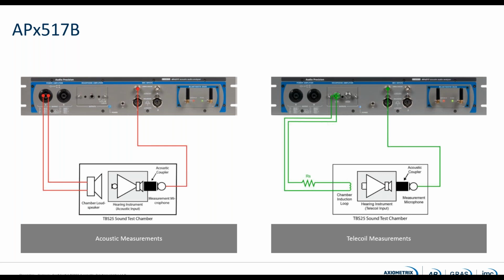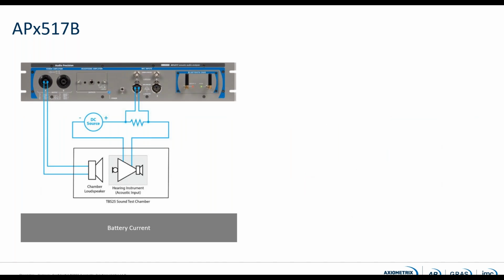You can also use the headphone amplifier to drive the telecoil. So you can do similar measurements with the telecoil output, and then an option to measure the battery current as a voltage drop across a resistor with a DC source.